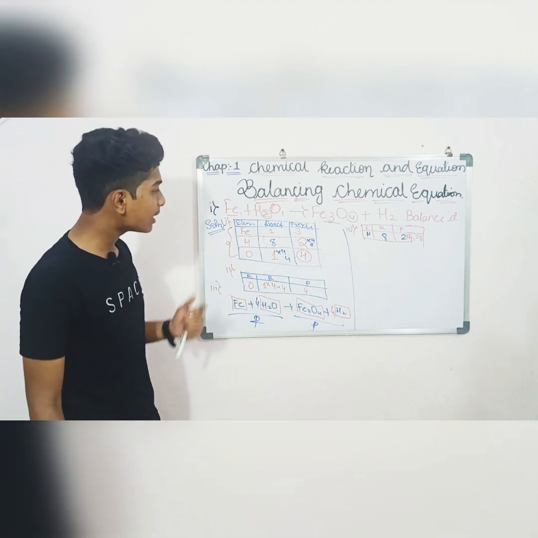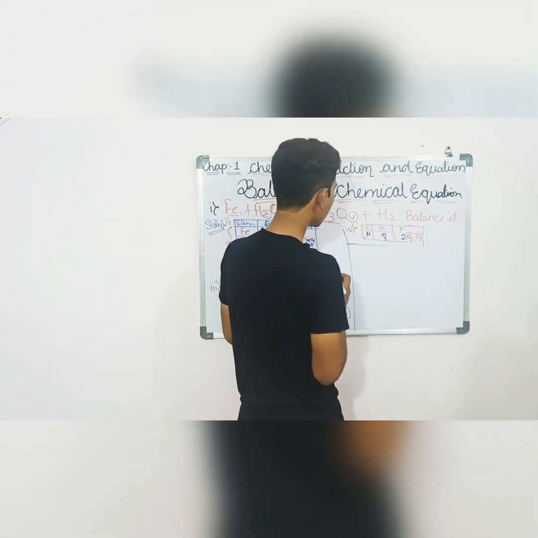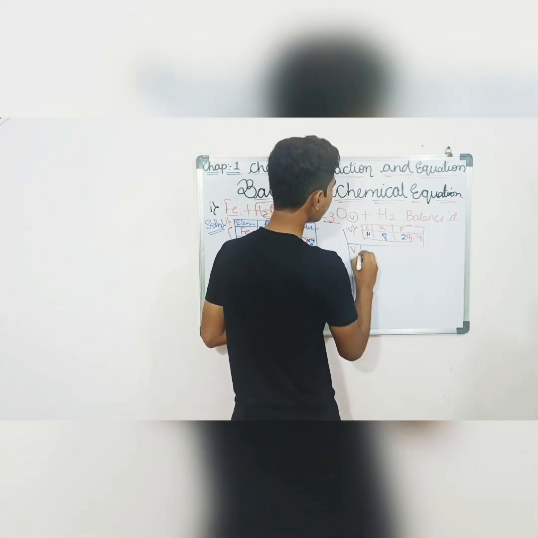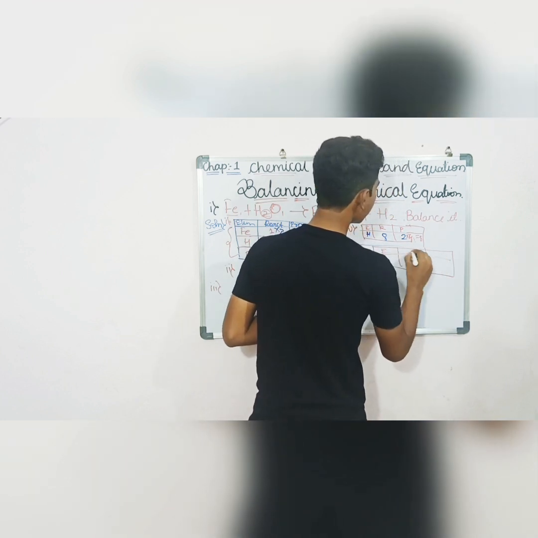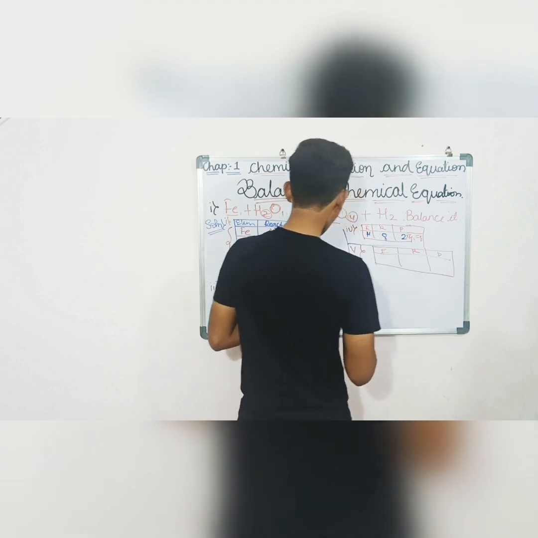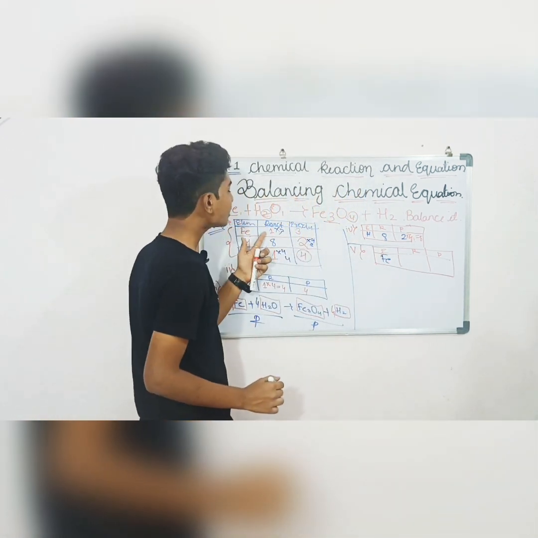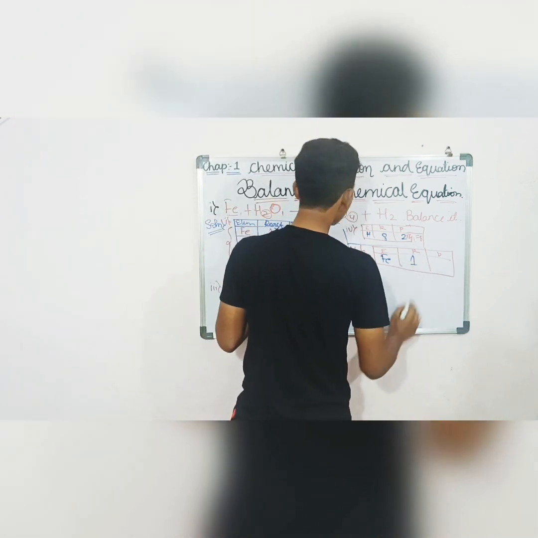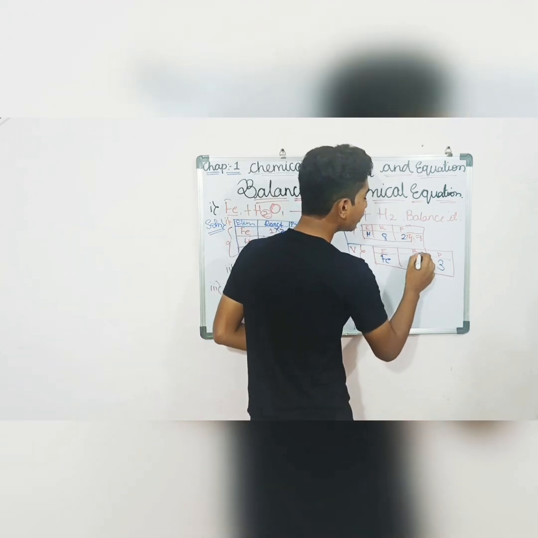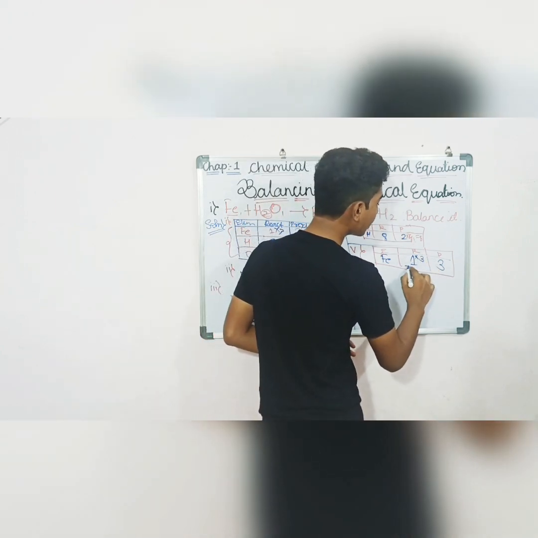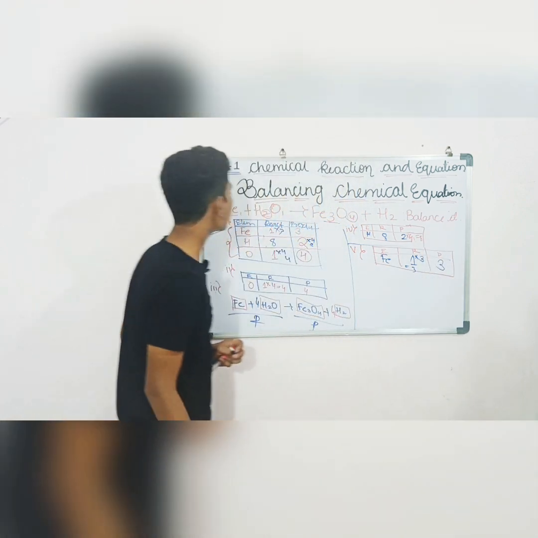How will we balance this? Obviously we will multiply with 3 here. Now again in the fifth step we will draw the box. Elements, reactants, products. Element is Fe. Fe is the element. Reactant side there is one atom, so write down 1. And product side there are 3 atoms. So now multiply this reactant with 3, it will become 3. Reactant side also 3 items of Fe, product side also 3 items of Fe.